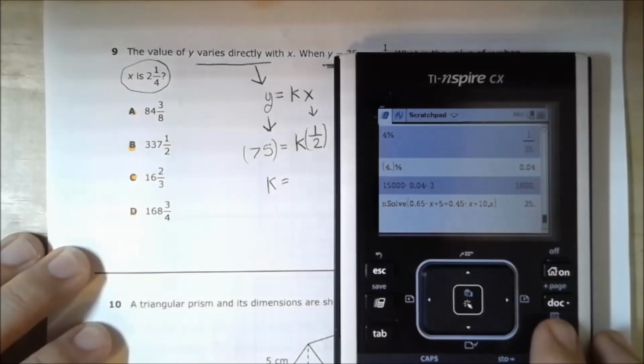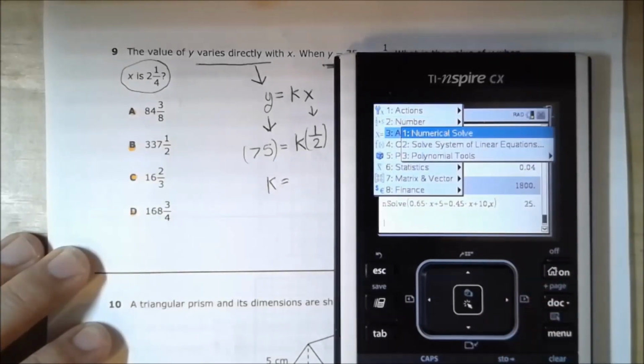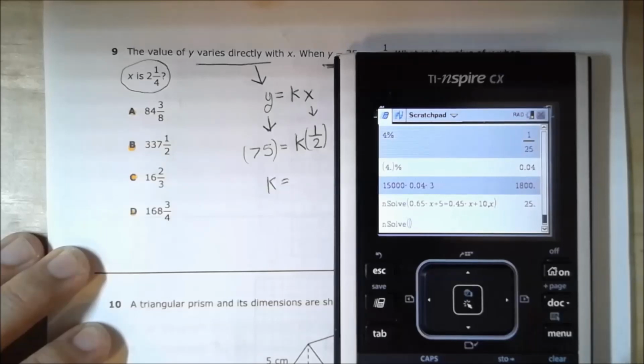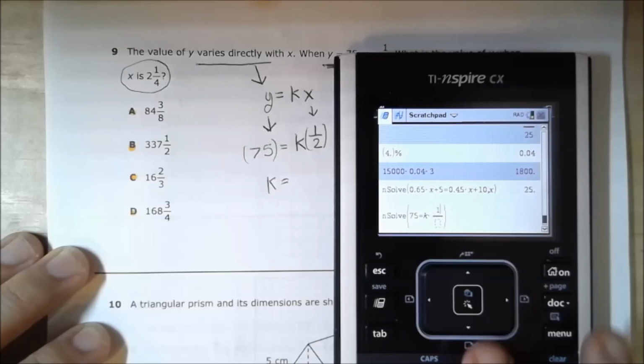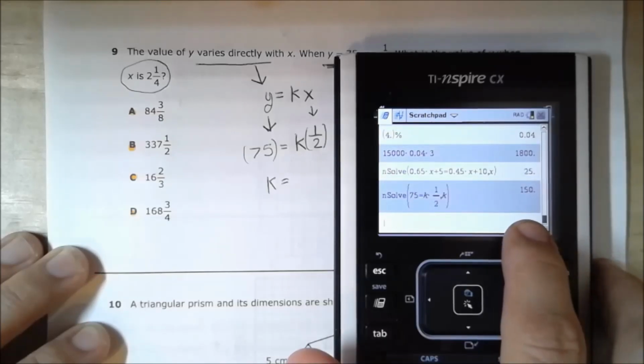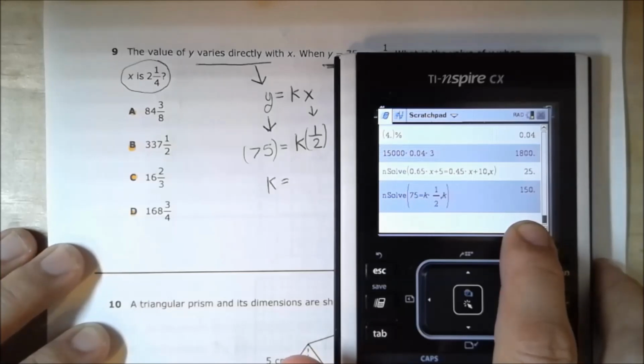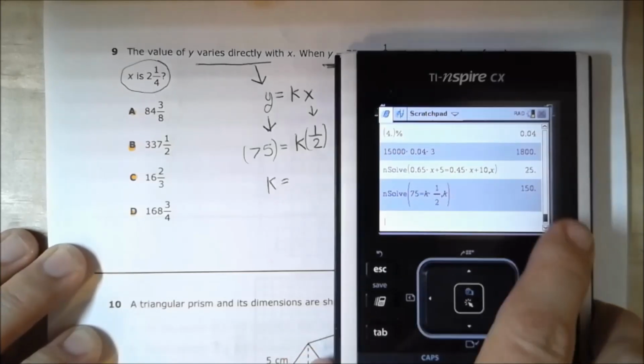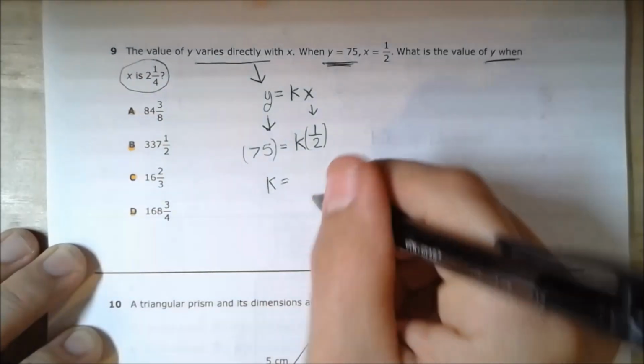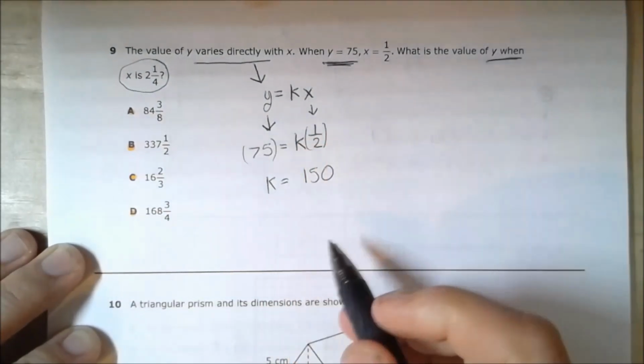We have menu, algebra, numerical solve, and we have 75 equals k times 1/2. And then we're going to put comma k. We want to find out what k is. So k is 150. Since k is 150, let's write that down. K is equal to 150. Now we can write our equation.